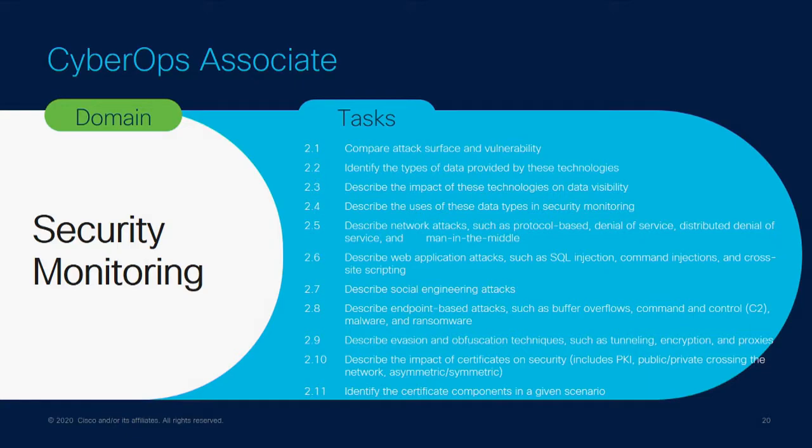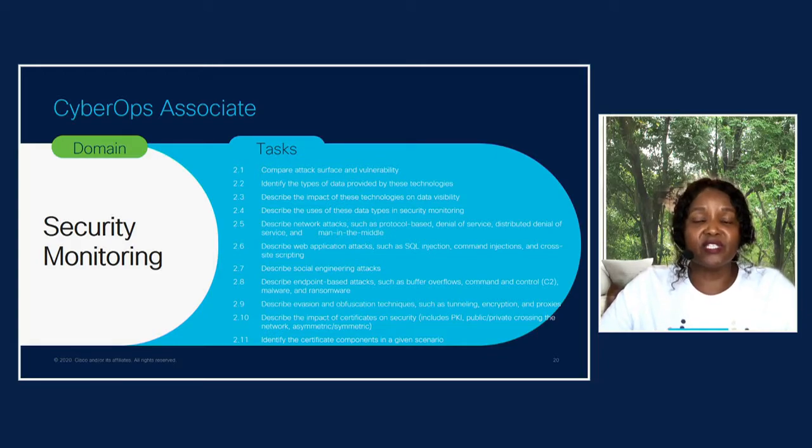In 2.8, we would like the audience to know how to describe endpoint-based attacks. On your endpoints, your laptop, what kind of attacks do we see there? In addition, buffer overflows, command and control, malware, and ransomware. I've talked about ransomware. Those ones happen every day. I come to work every day not knowing what to expect, because the threats are changing. The landscape is constantly changing. The threat we were chasing yesterday is not what I'm chasing today.